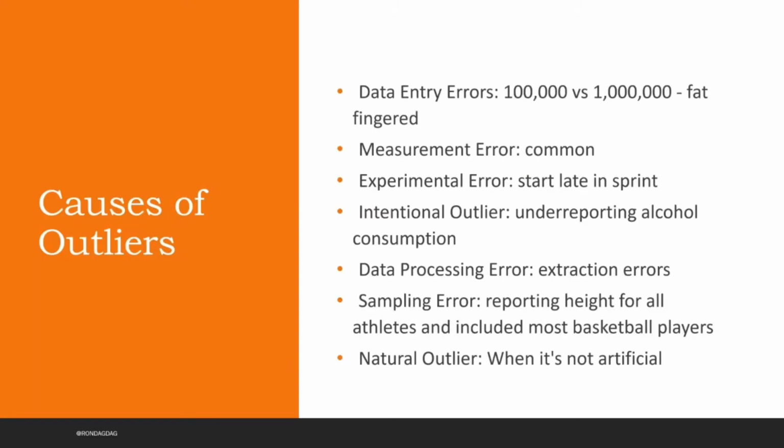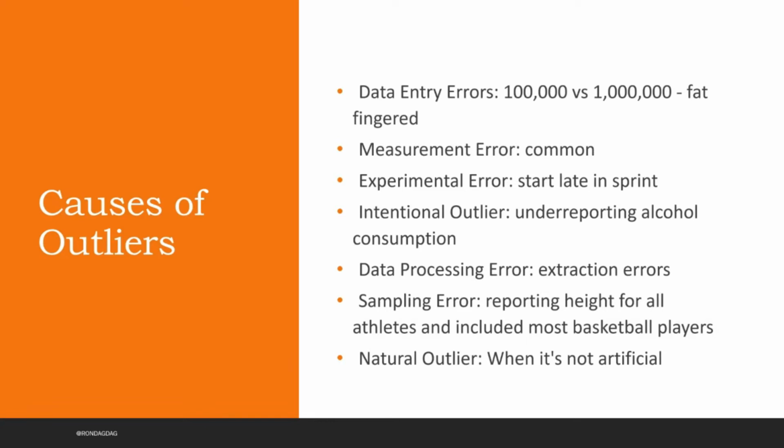Artificial could be data entry errors, 100,000 versus 1 million. An extra zero makes a whole lot of difference in terms of data. It could be measurement errors, which is very common, where you're measuring in different units of measurement. And of course, experimental error. That's when you start collecting your data late in the sprint rather than having balanced data.